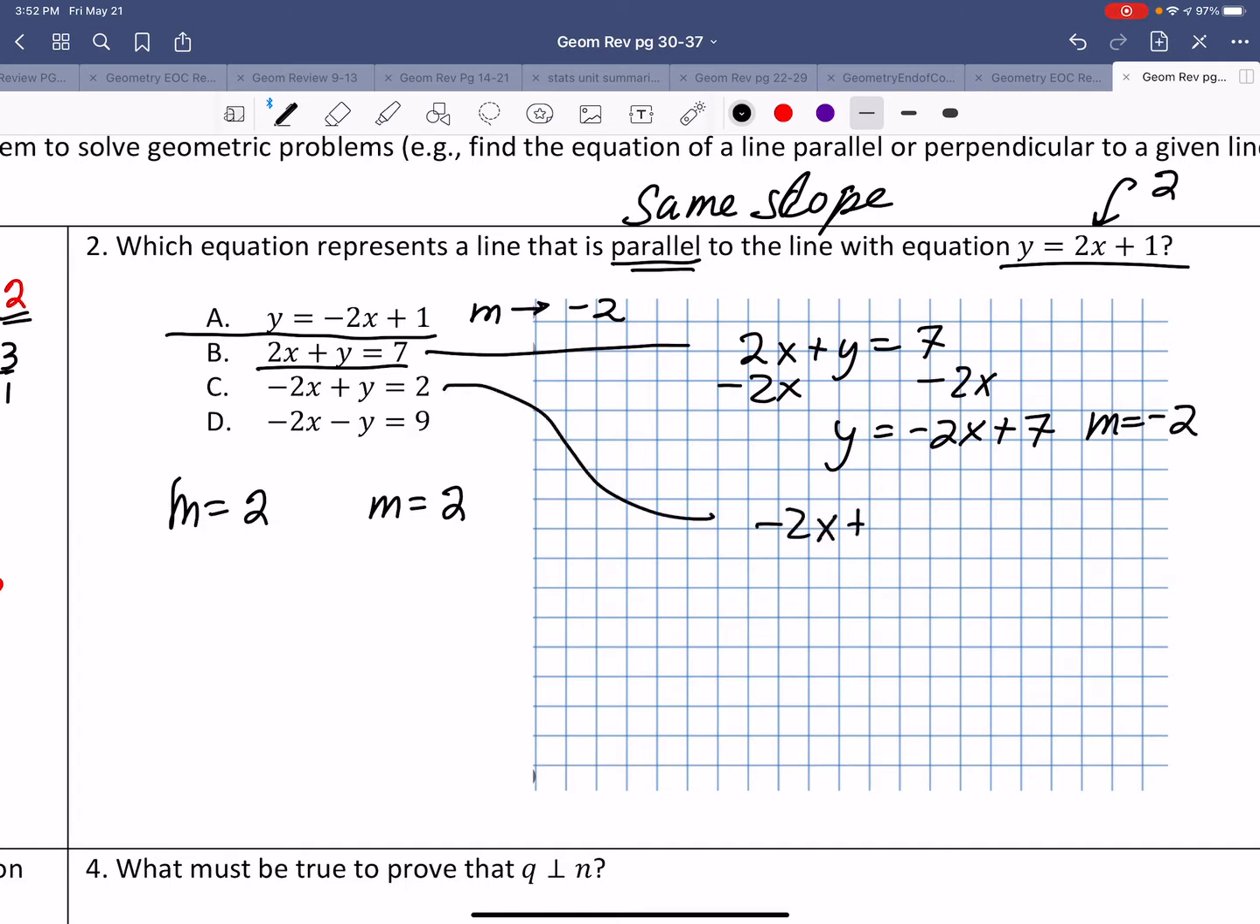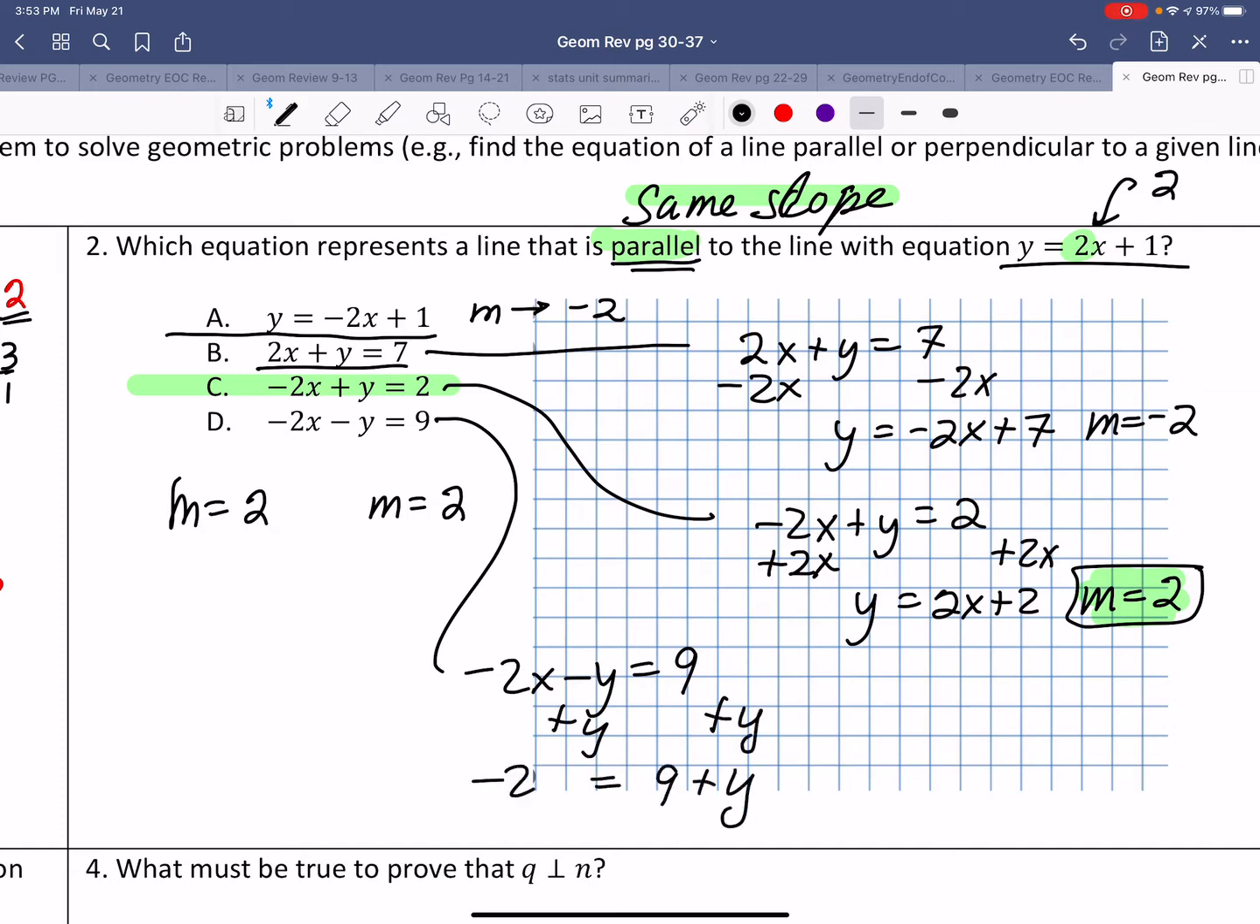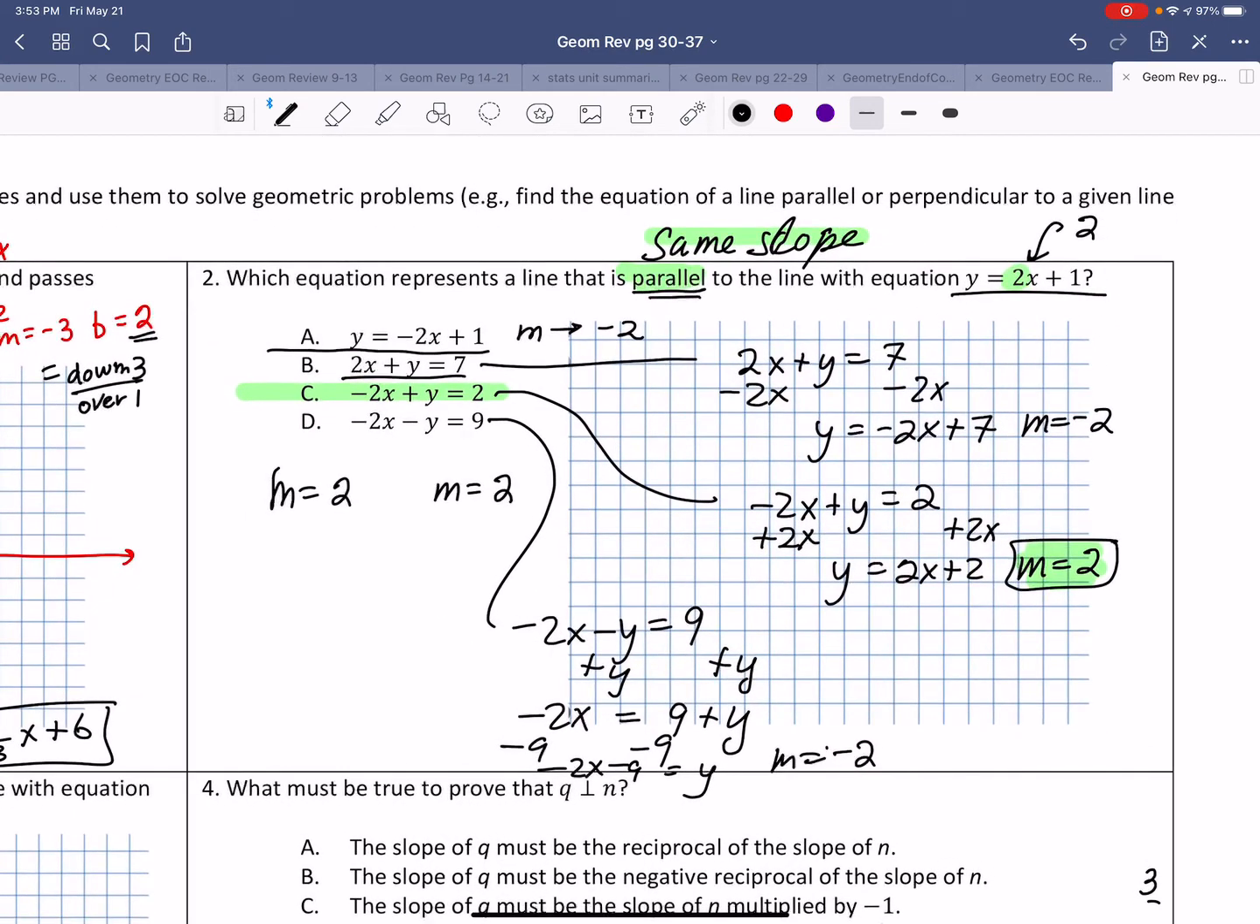Here, we're going to get this in y-intercept form. So we'll add 2x on both sides. We get y is equal to 2x plus 2. And I think we found our answer. This would be parallel because it has a slope of 2, and parallel means same slope. Let's just double check the last one. If we rewrite this and we add y to both sides, notice we get y is equal to negative 2x minus 9. This slope would also be negative 2. So C is the only one that has a slope of 2, which matches our slope of 2.